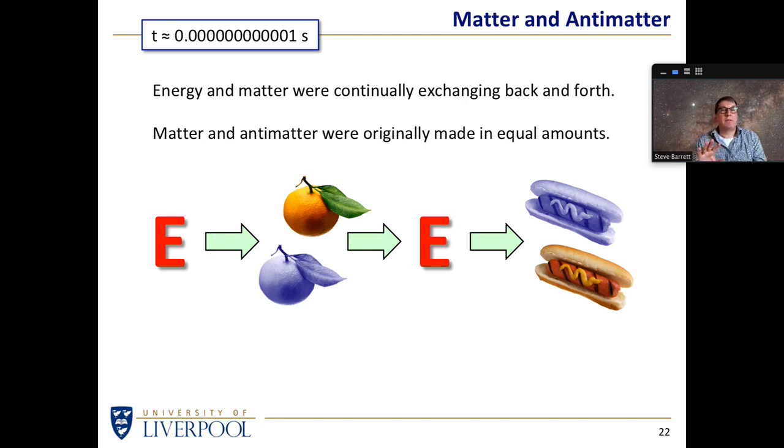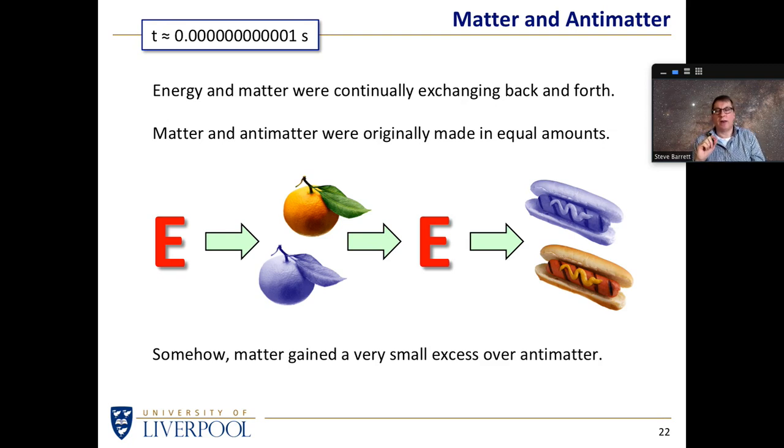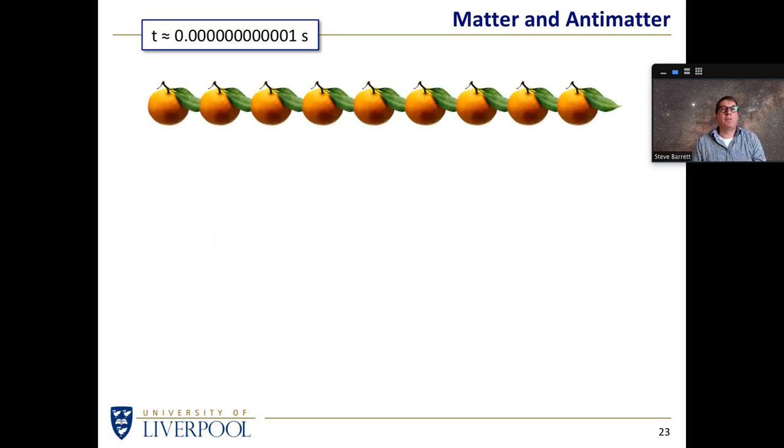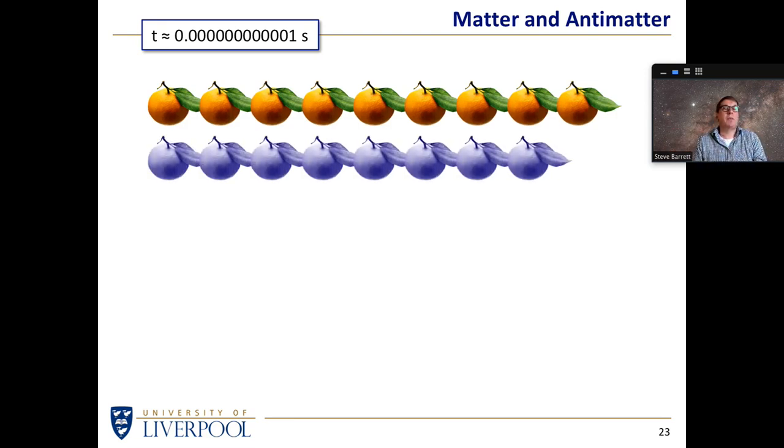Originally, the matter and the antimatter are made in exactly equal amounts. But somehow, via a mechanism that we don't quite understand, matter gained an excess over antimatter. In other words, when we think of all the particles of matter that were made, and all the particles of antimatter that were made, at some point in this early universe they got slightly out of balance. Here I've showed it as a 10% difference between matter and antimatter. It's not as big as 10%, it's more like 1 part in a billion.